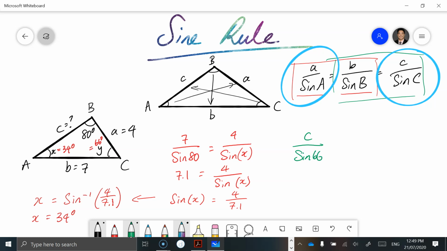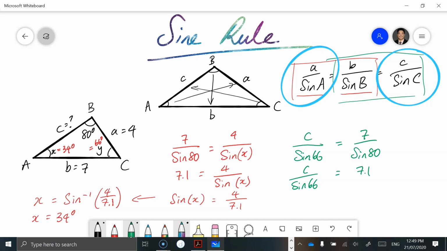Okay, so sine of 66. Now it's just a matter of choosing which other ratio you want, b over sine B or a over sine A. It actually doesn't matter. So let's, for this purpose, use a over sine A. Or let's just do b again. Okay, so 7 over sine 80. Okay, so here we have 7 over sine 80, and we know that 7 over sine 80 from our first question is 7.1. So there's no need to put that in the calculator again.